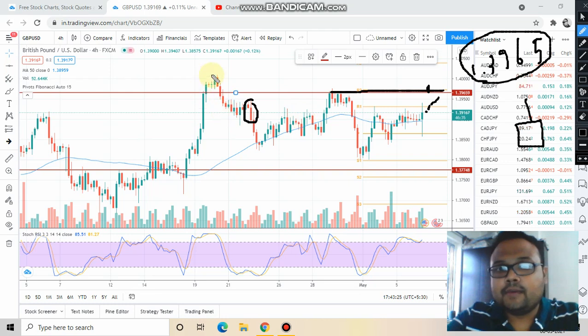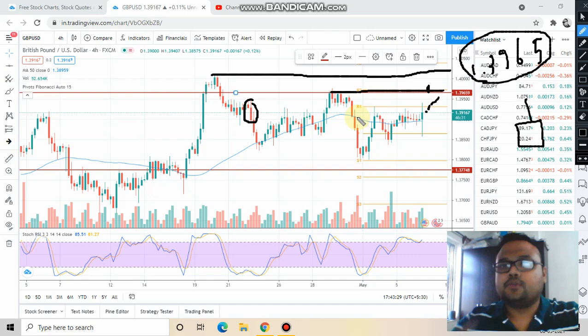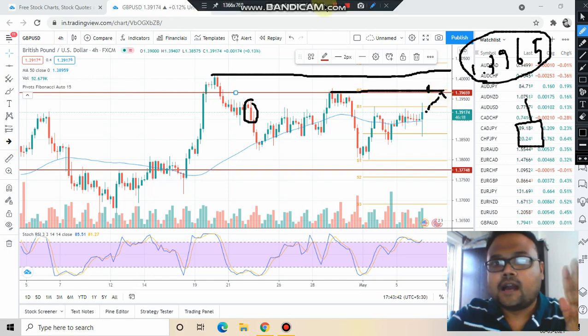On the other hand, if it crosses this level, then also do not buy, because we have one more resistance here. If it crosses this level, then leave GBP USD for today. I'll come back tomorrow again and tell you what you need to do if it crosses this level. On the other hand, if it reverses from here, you can short the market. I have already told you.